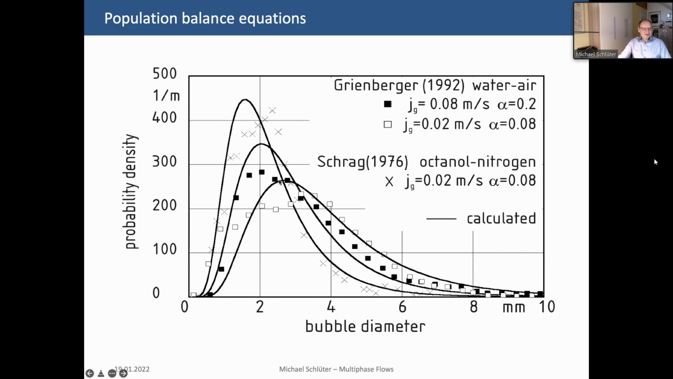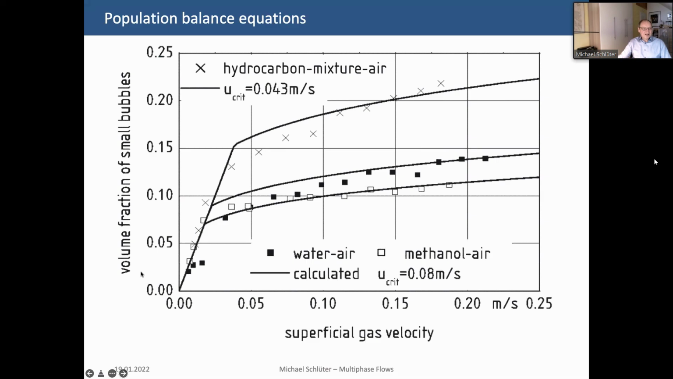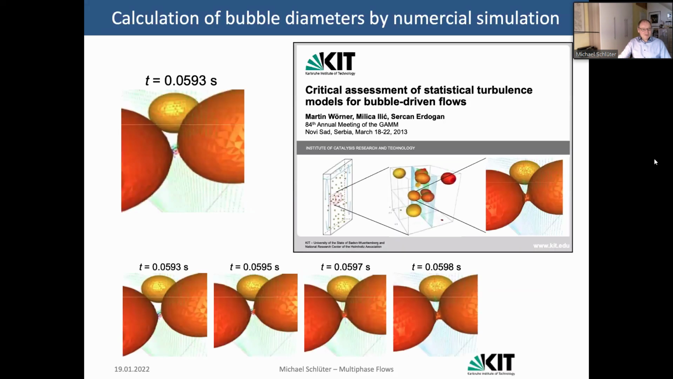Okay, this is the same result. Here we have some comparisons between experiments and calculations. And this is a good opportunity, and it will help us in future probably to come to better predictions and much more reliable hold-ups, and also specific surface areas and the mass transfer performance.